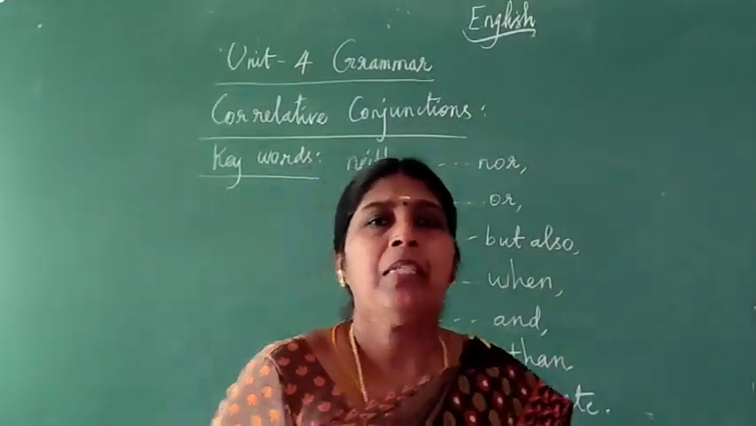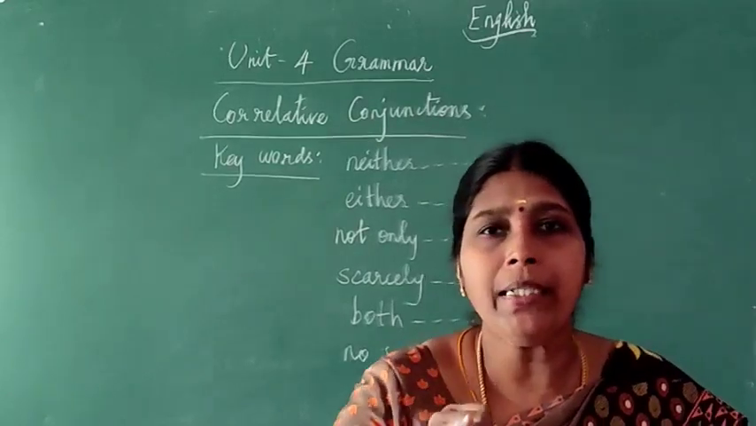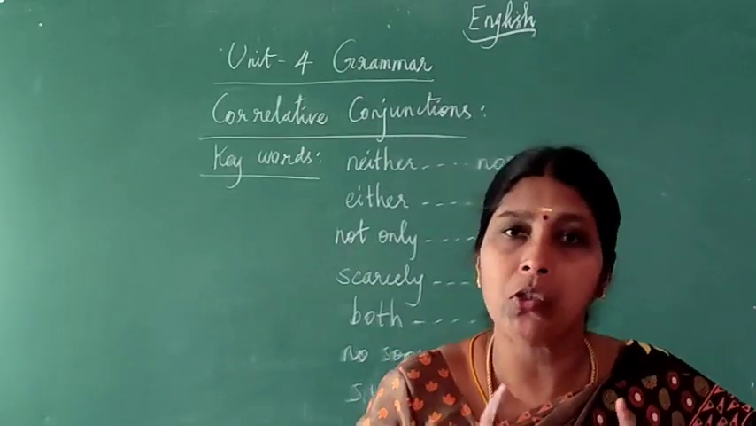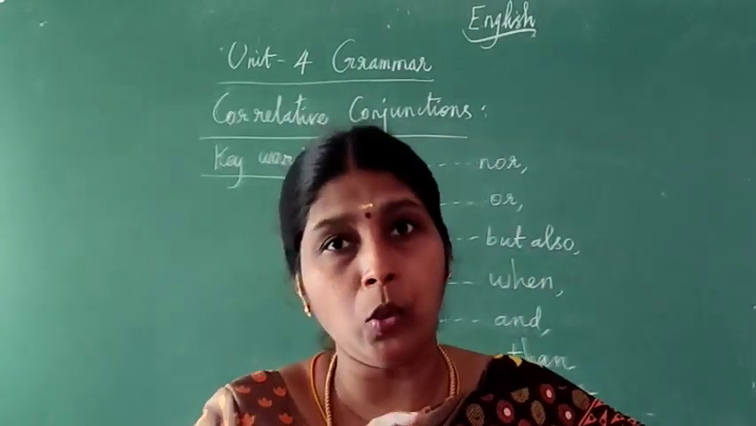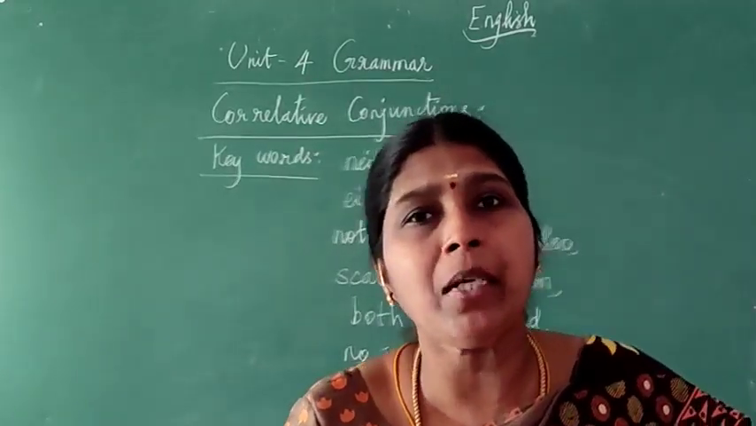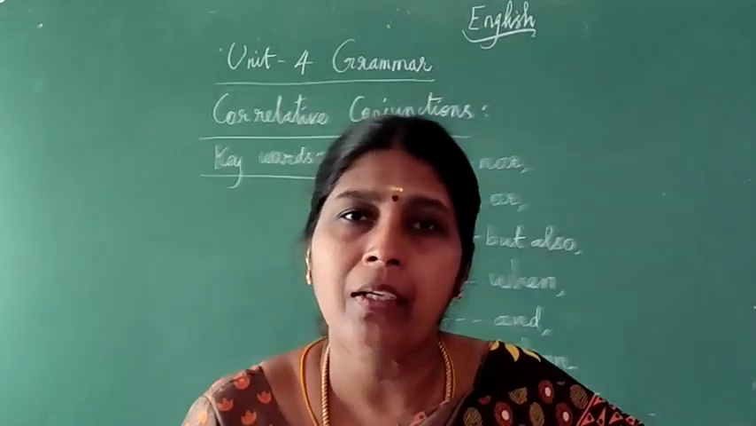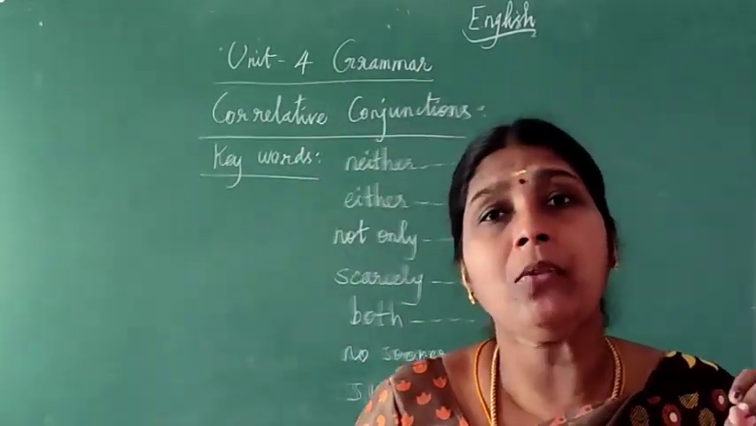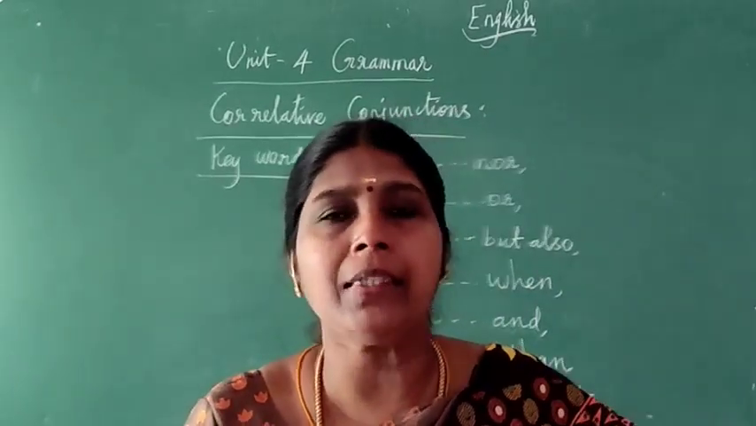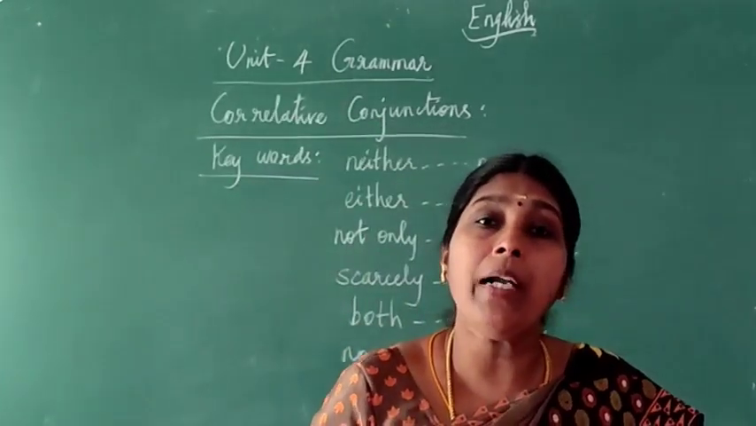You understand? So up to now we have seen what is conjunction. Conjunction is a word used to join two words, two groups of words or two sentences. Then we have seen the types of conjunctions. There are three types of conjunctions. What are they? Tell me along with me. First one, coordinating conjunction. Second one, subordinating conjunction. Third one, correlative conjunction.